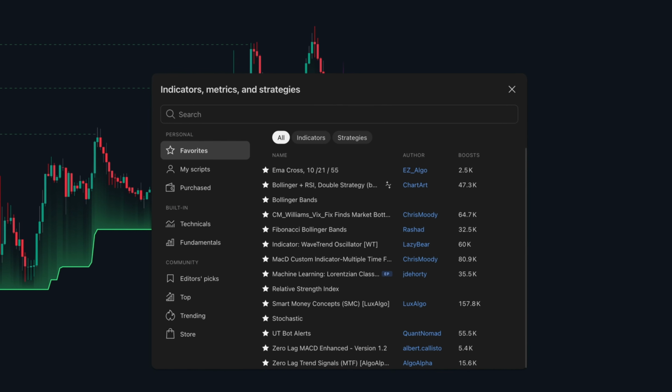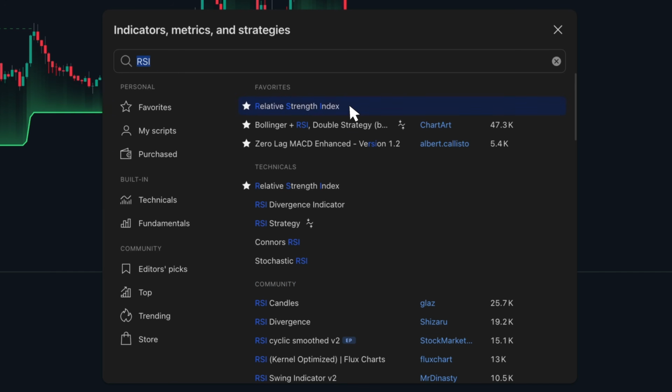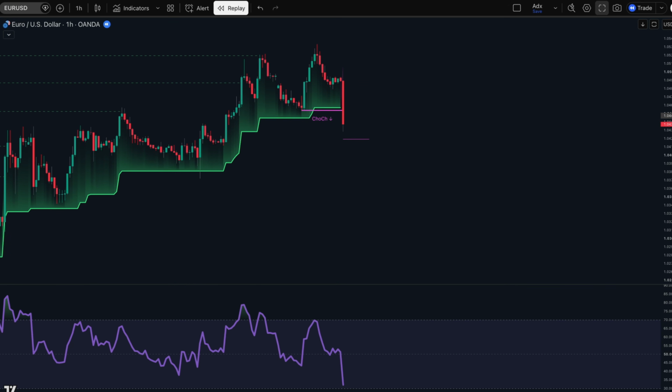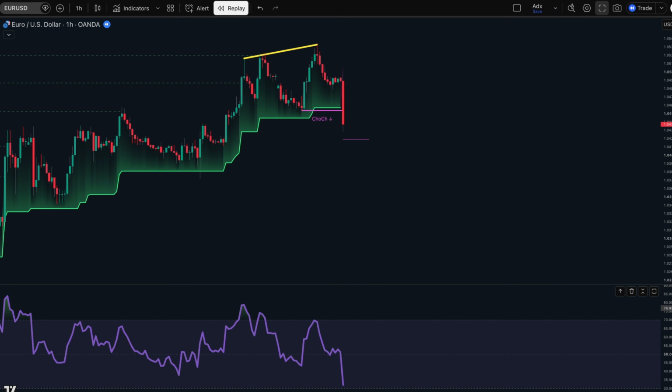Open the Indicators menu again and search for RSI, the Relative Strength Index, and we use it with its default settings to identify divergence. Now, what is divergence? Look here. Price pushed up and made a higher high, but when we look down at RSI, it made a lower high, which tells you buyers are still moving price, but with less force behind each push. That is what we call a bearish divergence, an early warning that the trend is weakening.